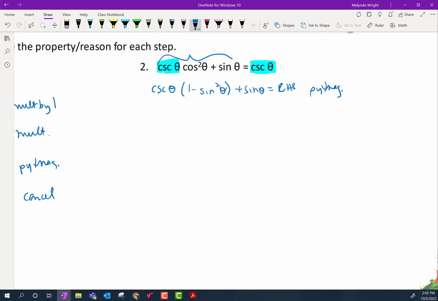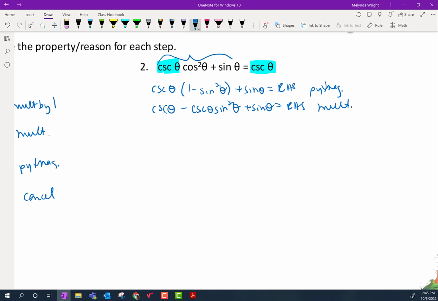Okay, and I'm still focusing on that right-hand side. It's just a plain old cosecant. So I don't have any parentheses on the right-hand side, so it would probably be a good idea to get rid of the parentheses. I'm going to distribute the cosecant. And so I'm going to get cosecant times 1 is cosecant. Cosecant times sine squared is cosecant sine squared plus sine equals the right-hand side, and here I just multiplied. You could say multiply or distribute, whichever word you like better.